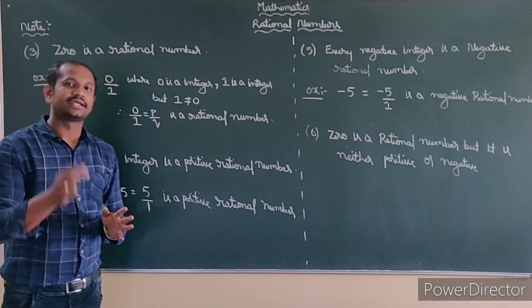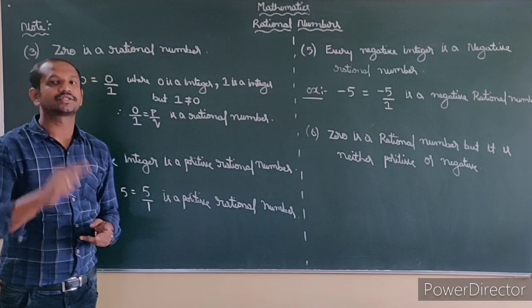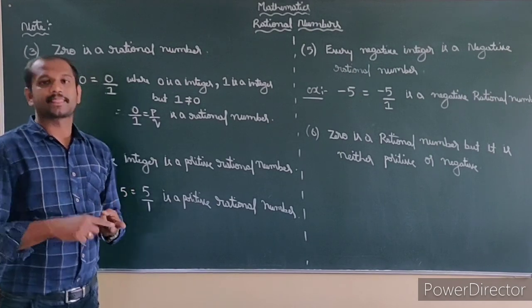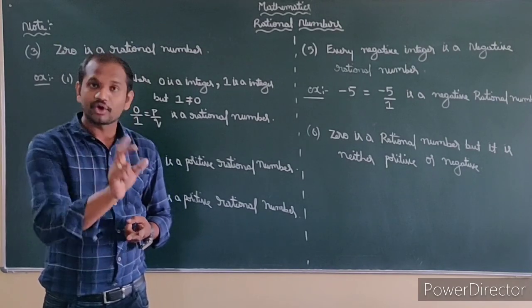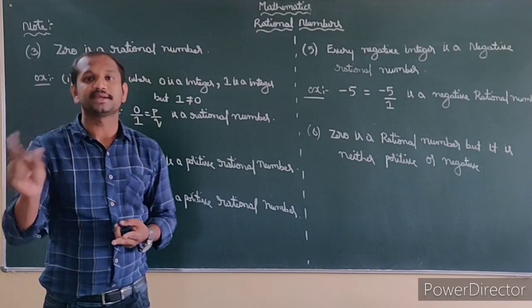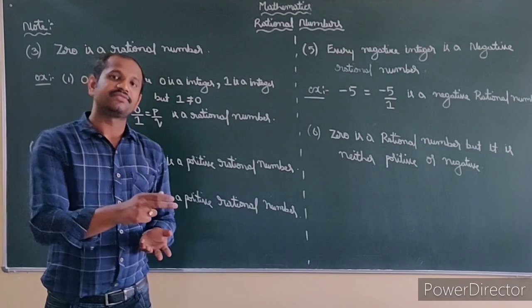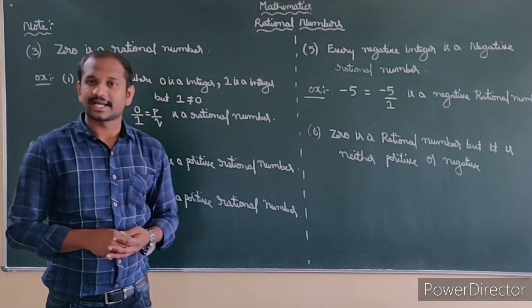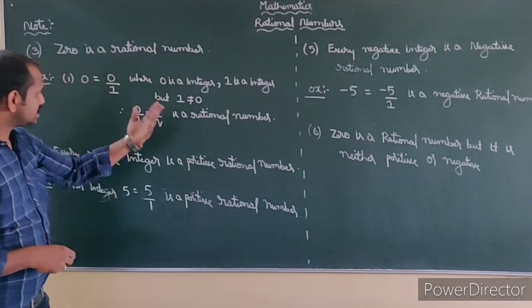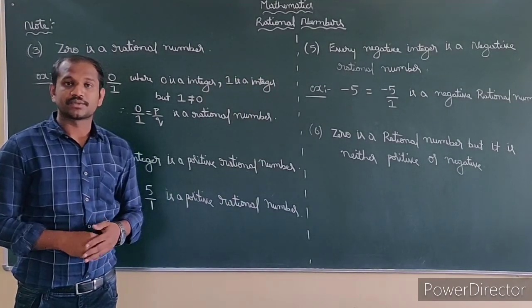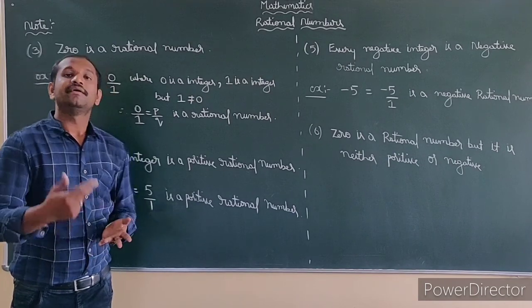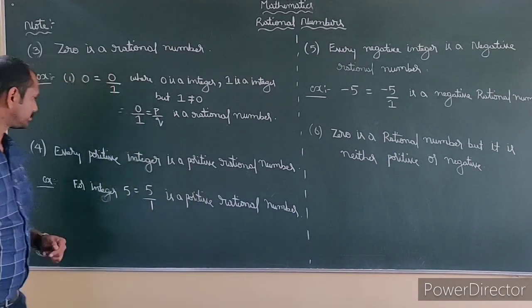Understand, for it to be a rational number, what are the 2 conditions? Both the numerator and denominator, that is p and q, should be integers, and the denominator, especially q, should not be equal to 0. Then p by q is called a rational number. In rational numbers, we get positive rational numbers and negative rational numbers also. When the rational number will be positive and when it will be negative, we will see now.